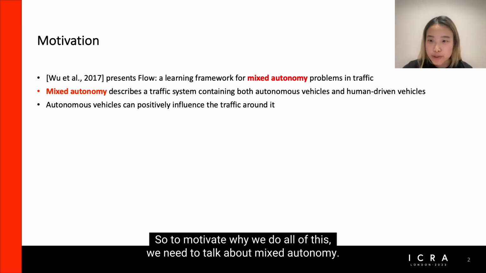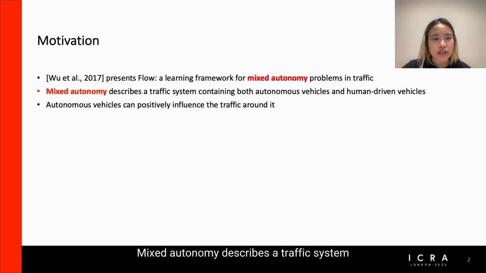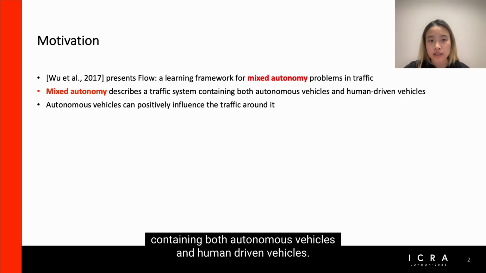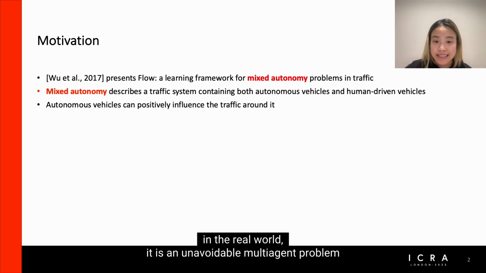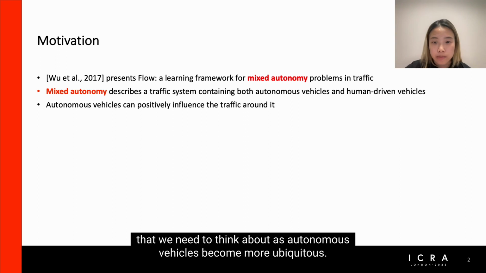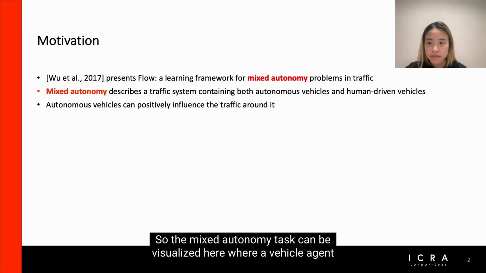So to motivate why we do all of this, we need to talk about mixed autonomy. Mixed autonomy describes a traffic system containing both autonomous vehicles and human-driven vehicles. And while we don't observe this now in the real world, it is an unavoidable multi-agent problem that we need to think about as autonomous vehicles become more ubiquitous.